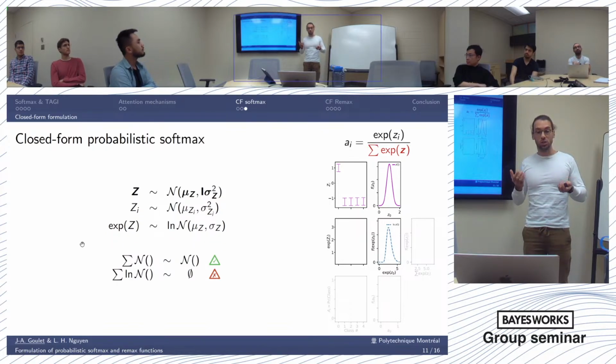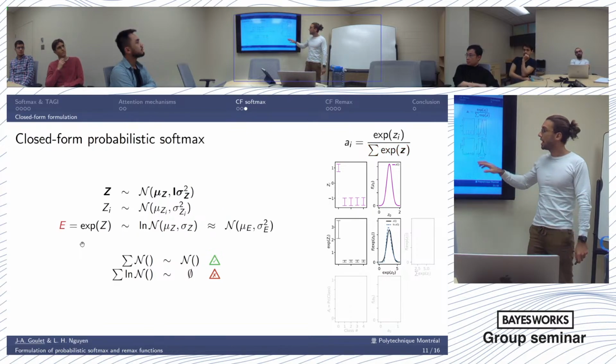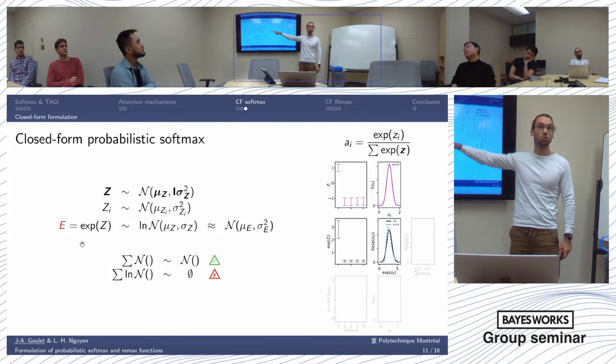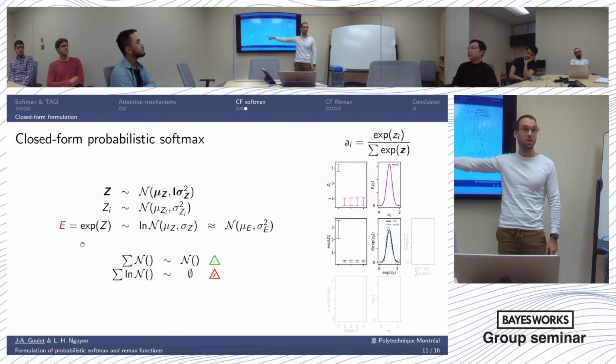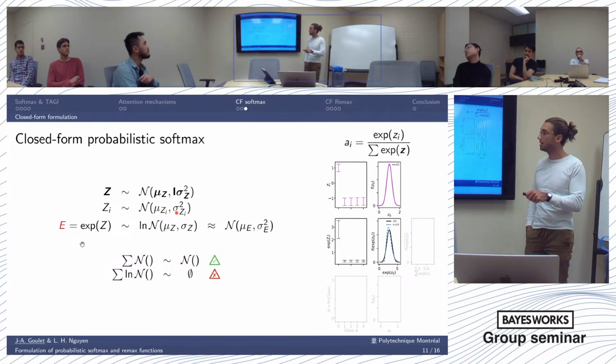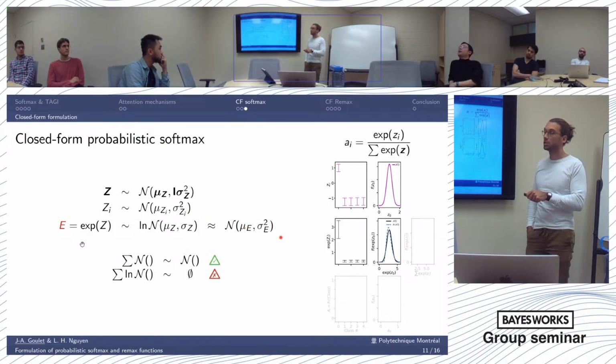So what we're going to need to do is to transform our variables so that we can approximate these log normals by a normal, so that we can have the sum of them being a normal. So we're going to take the exponential of z, call it e for short, and we're going to compute the expected value of e and the variance of e. Okay, our exponential variable here.